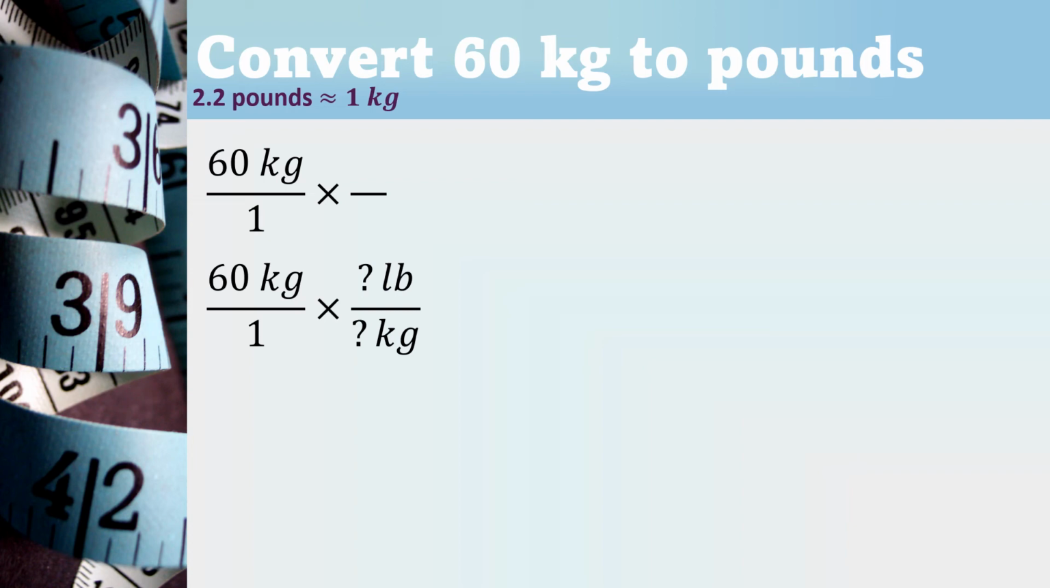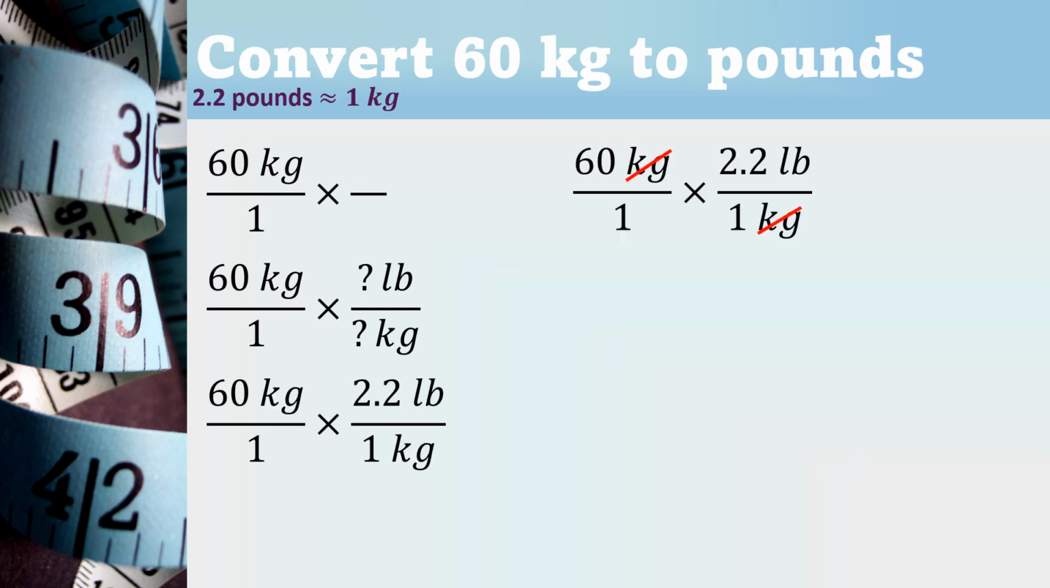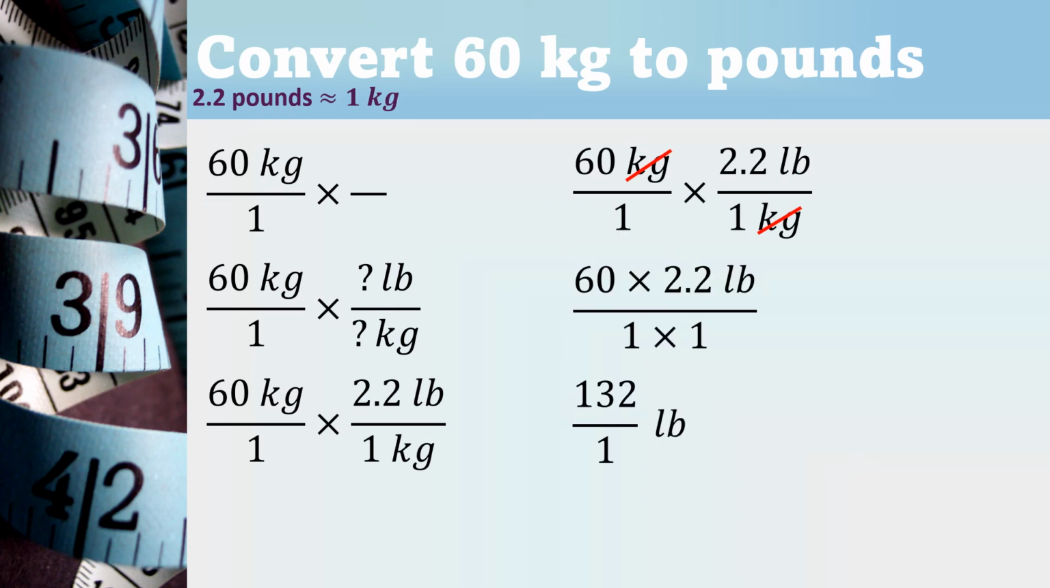So that sentence we want to say starts with the top, and that's pounds. So that's 2.2 pounds is equal to 1 kilogram. So we fill that in to make our fraction equal to 1. We cancel. We do some math, and we end up with 132 pounds.